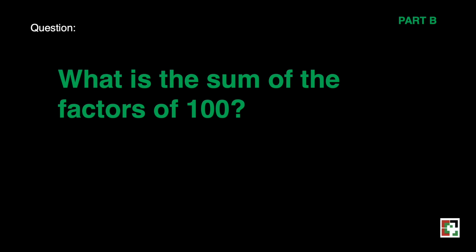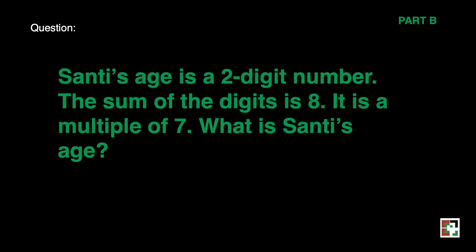Let's solve some problems. First question, what is the sum of the factors of 100? Next question, Santi's age is a two-digit number. The sum of the digits is 8. It is a multiple of 7. What is Santi's age? Thank you for answering.